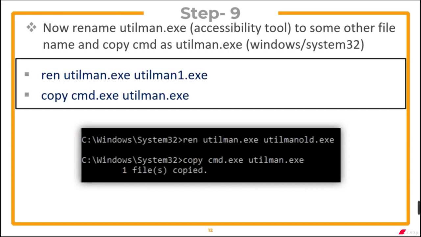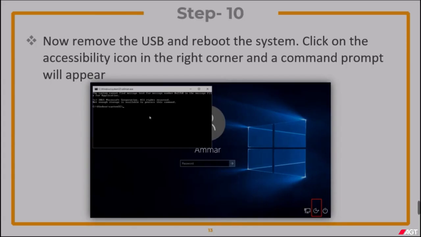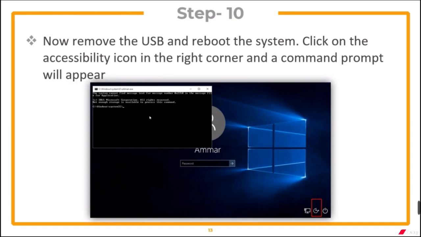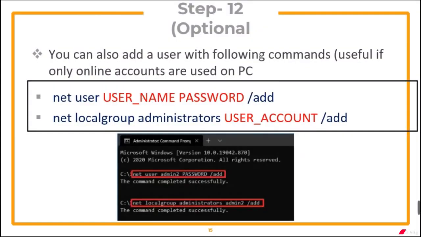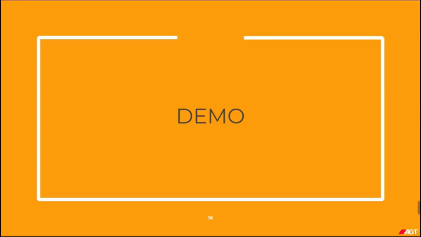Now rename utilman.exe to some other file name and copy cmd as utilman.exe in the Windows System32 folder. Now remove the USB, reboot the system, and click on the accessibility icon in the right corner. A command prompt will appear. Now you can use the commands as shown on the screen to reset the password of a user account. You can also add a new user with the commands if only online accounts are available on a PC. Now let's see the actual demonstration.